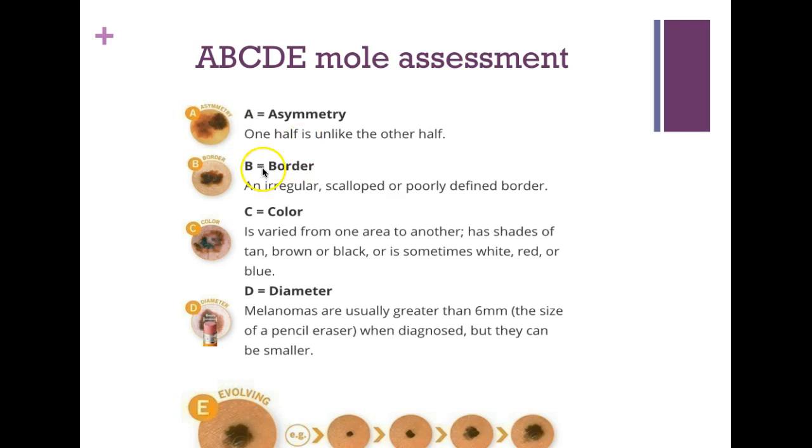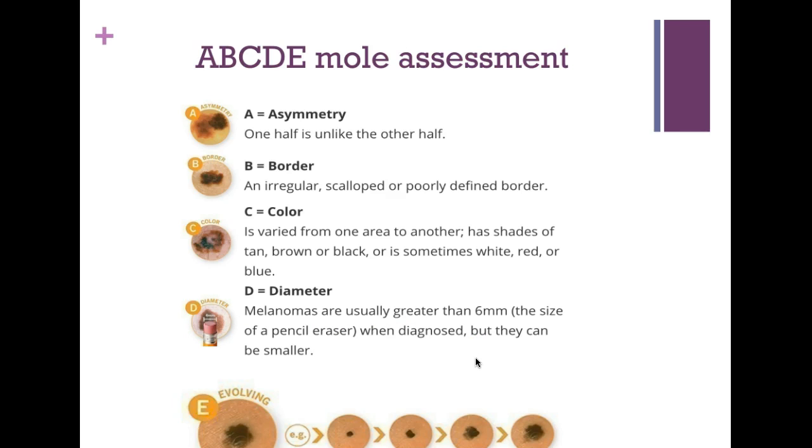We also look for the border, which is B. When it has that jagged edge or scalloped edge or poorly defined, that's a concern. C stands for color, and what we're looking for is color variation. It has different shades of tan, brown, or black, and sometimes can be white, red, or blue, and you can clearly see there's variation in color within this mole. D stands for diameter. Melanomas are usually greater than 6 millimeters, not always, but usually. So anytime we see something that's bigger than the size of a pencil eraser, like they're showing here, that's something that we would be concerned about.